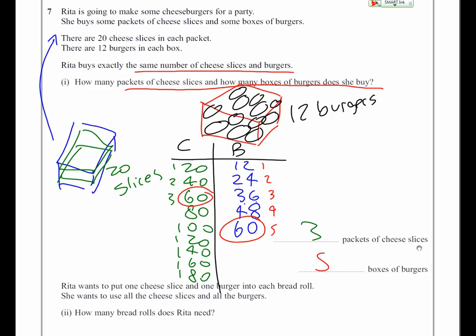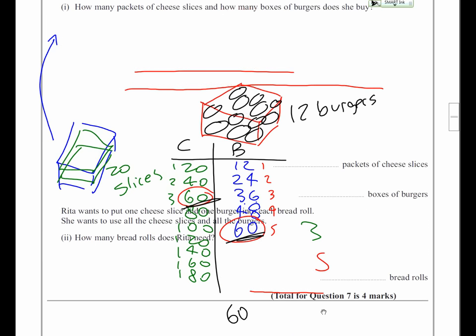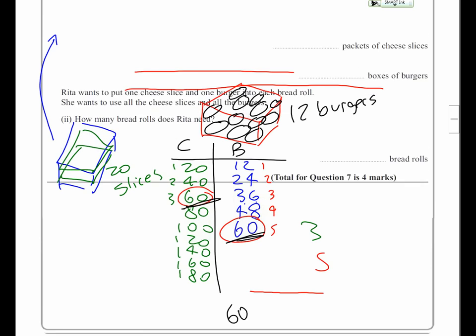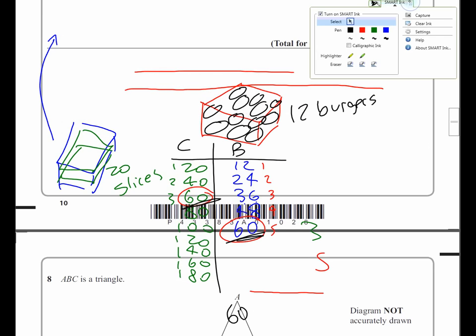Okay, next part. Rita wants to put 1 cheese slice and 1 burger into each bread roll. She wants to use all the cheese slices and all the burgers. How many bread rolls does Rita need? Well, we've just said we're going to buy 60 of each. Okay? So that's 60 bread rolls that you need. Hope that's only 1 mark. Otherwise, it's giving away marks there.